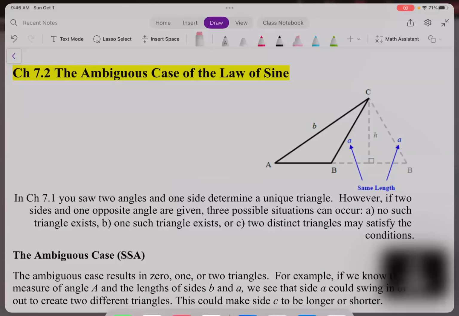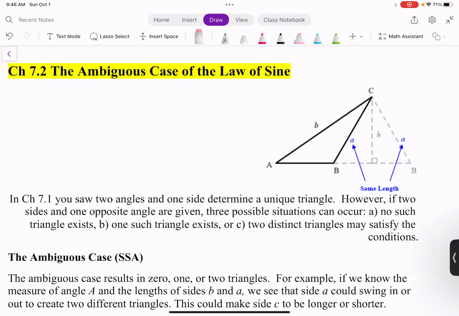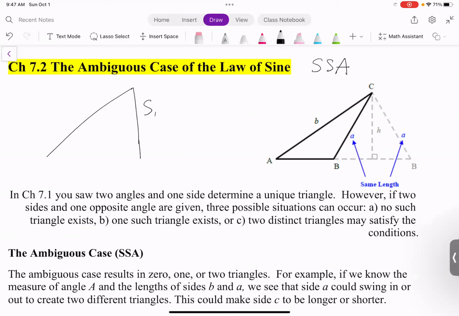In this video, we are learning chapter 7.2, the ambiguous case of the law of sines. For the ambiguous case, we say this is the SSA case because the given information is one side, maybe the length of the first side is S sub 1 and another side S sub 2, and the angle next to the second side. This is A. So the given information is S sub 1, S sub 2, and the angle A. Why I'm saying this, I will explain later.